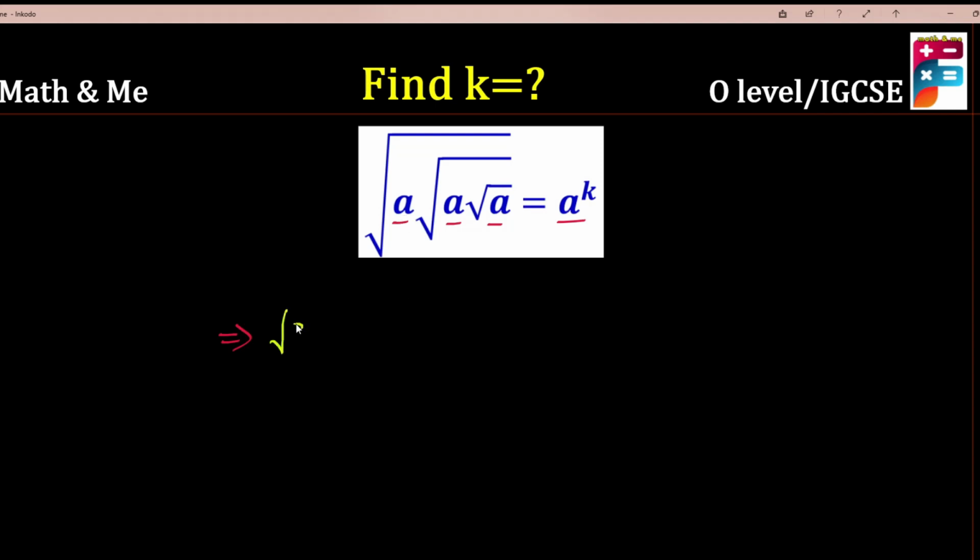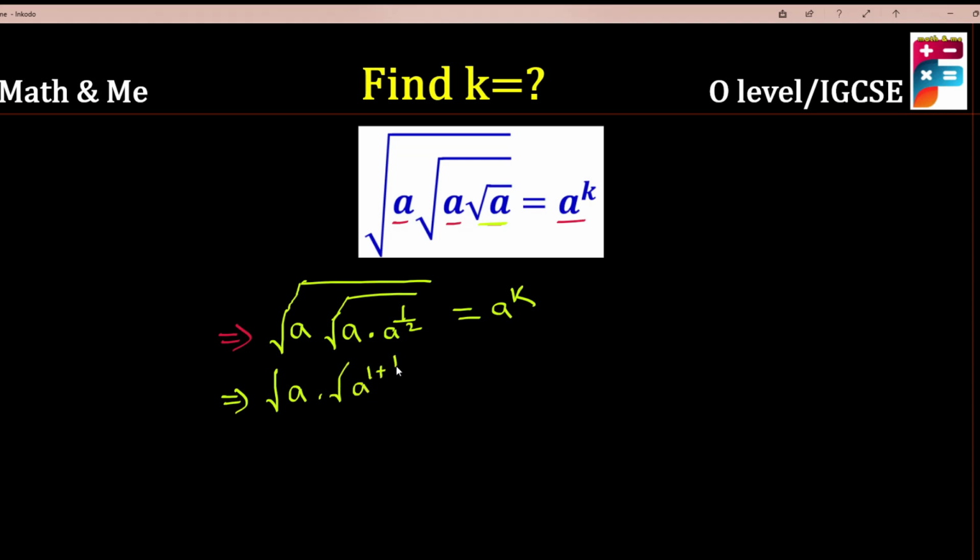First root a, and this root we can omit and write a to the power 1 divided by 2, and here is root, and here is root equals a to the power k. So we can write root a into root of this one, 1 plus 1 by 2, okay, and here is the whole root equals a to the power k.